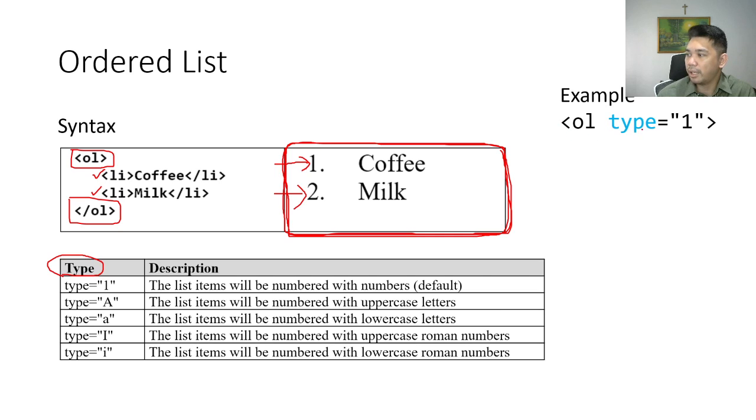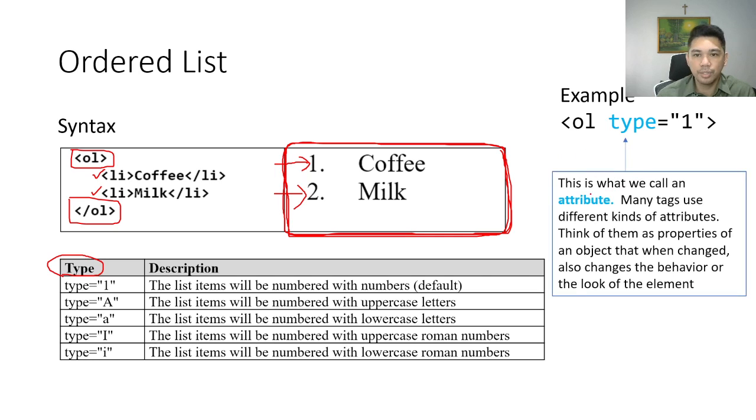So, ito nga, pinakita ko, yan yung default, no? This type is what we call an attribute. Now, in HTML, there are many tags that use different kinds of attributes. So itong type, it's just one example of an attribute. You may think of attributes as properties of an object. Tapos kapag pinalitan natin yung property na yon, it may change how the behavior of the object is, or it may change the look of the object.